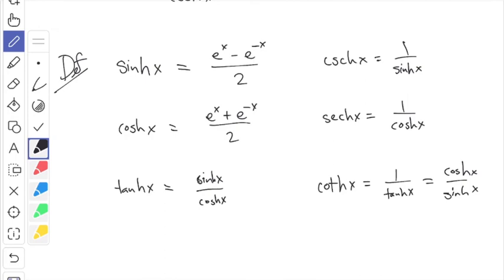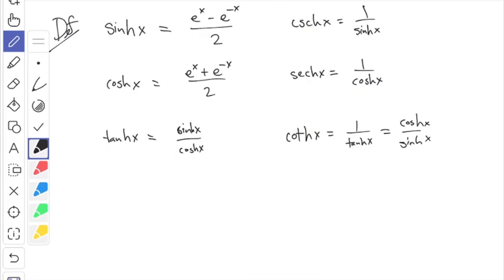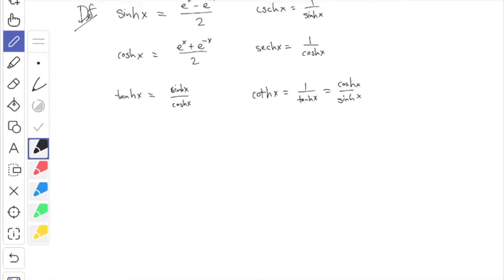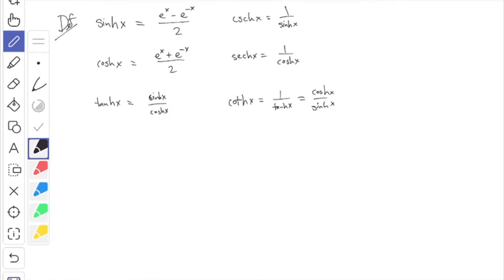Let's talk about the graphs of these things. If their definitions do not in any way resemble the ordinary sine and cosine, perhaps the graphs look like the graphs of sine and cosine. Spoiler alert, they do not. They don't look like the graphs of sine and cosine, but we'll try and explain them. So let's talk about Cosh first.